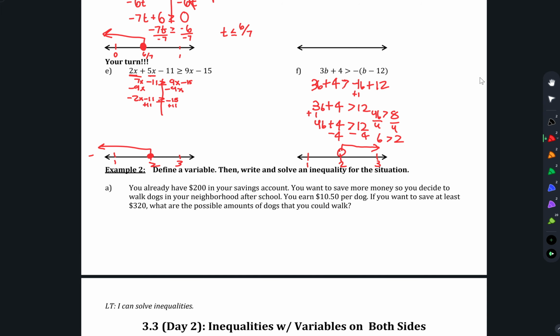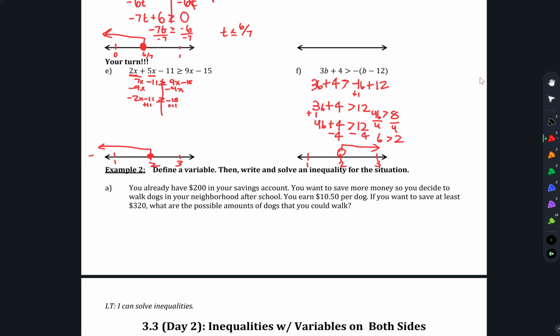We're going to do the word problem. We're going to knock it out of the park, and then we'll be good to go. All right. Example 2, word problem. It says, you already have $200 in your savings account. You want to save more money, so you decide to walk dogs in your neighborhood after school. You earn $10.50 per dog. If you want to save at least $320, what are the possible amounts of dogs that you could walk?